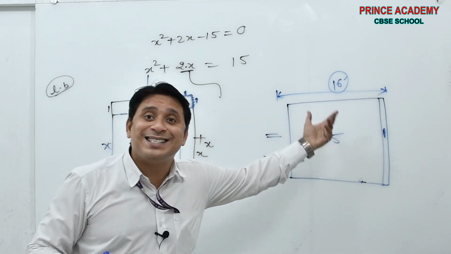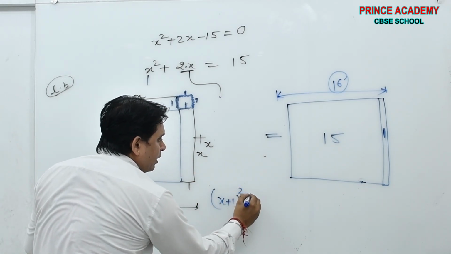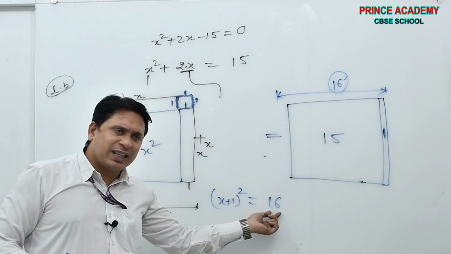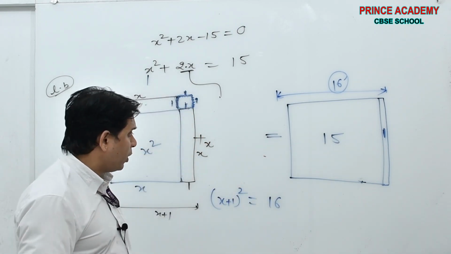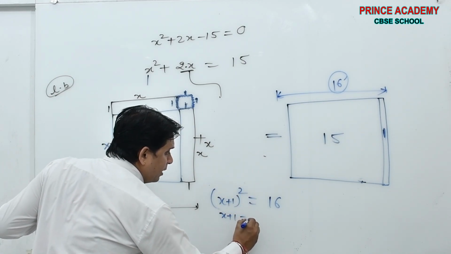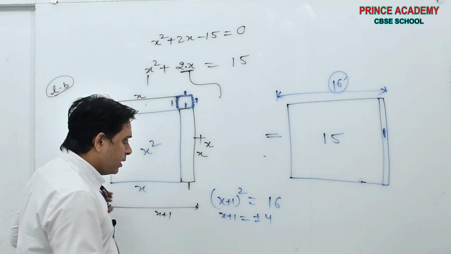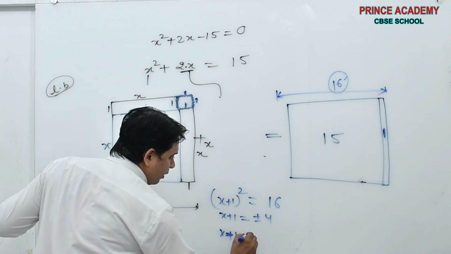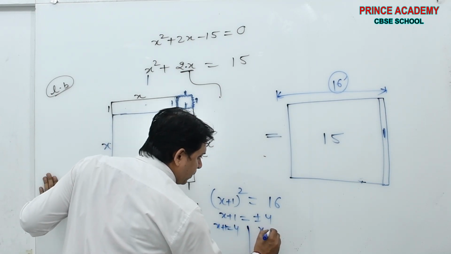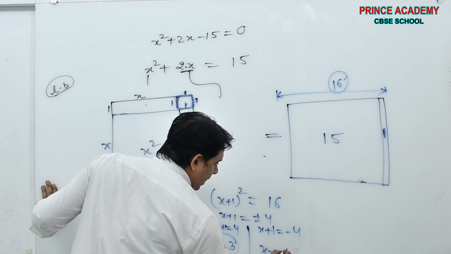Whatever the value of this is, doesn't matter. What we got is, this is the area x plus 1 whole square and this is 16. Okay beta? What we got? X plus 1 whole square. From here, x plus 1 will be plus minus 4, yes or no? When we take its root, it will be plus minus 4. Then x plus 1 is equal to plus 4 and x plus 1 is equal to minus 4. From here, x is equal to 3 and from here, x is equal to minus 5, yes or no?